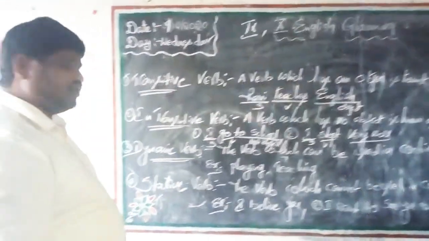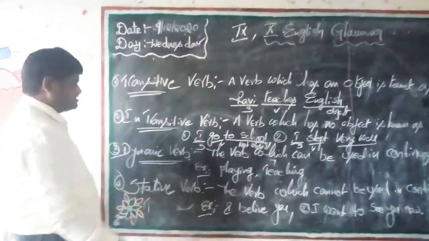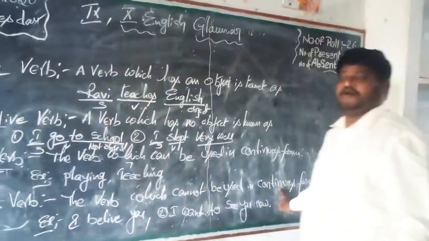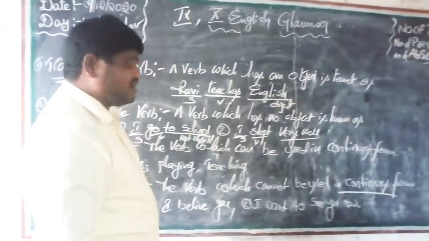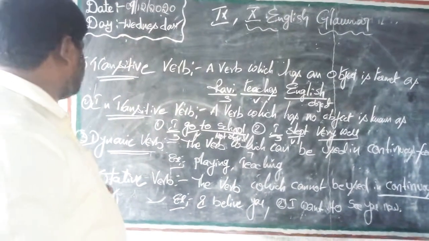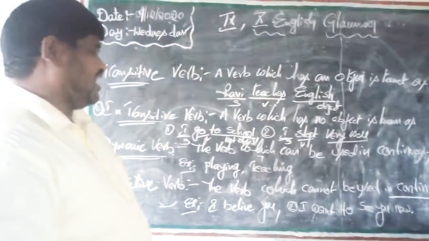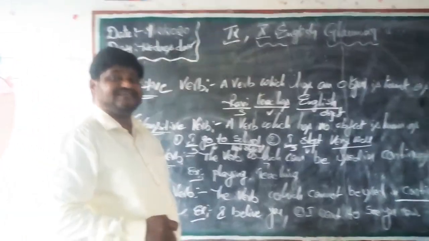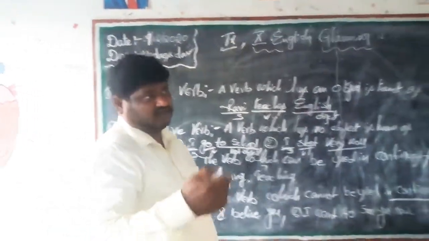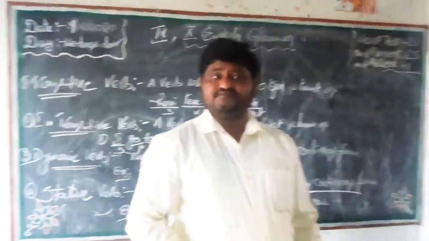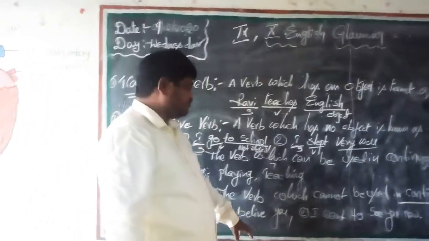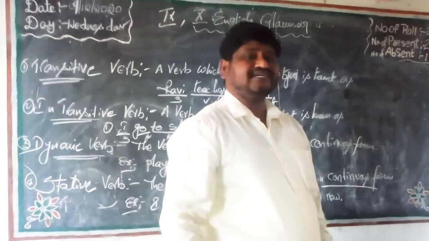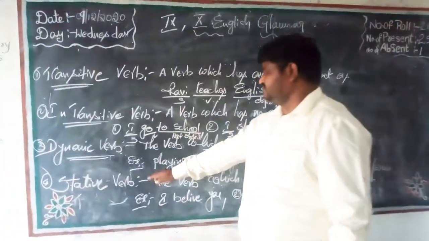Okay. And next, the fourth one is the stative verb. What does the stative verb mean? The verb which cannot be used in continuous form. Some words cannot take the ing form; it is not possible to add the ing form to them. We call such verbs stative verbs. For example, I believe you. I want to see you now. When verbs do not take the ing form, we call them stative verbs.